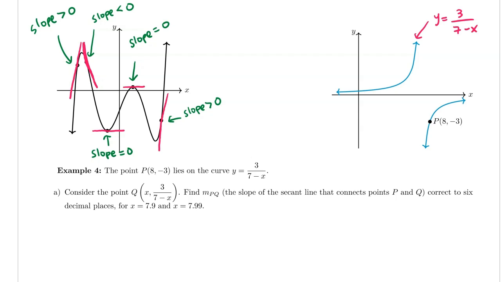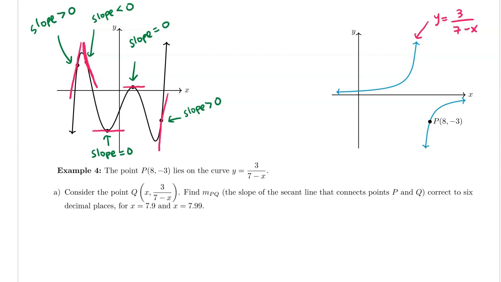And part A says, consider the point Q with the coordinates x, 3 over 7 minus x. Find m sub PQ. M sub PQ is the slope of the secant line that connects the point P and Q. Correct to 6 decimal places for x equals 7.9 and x equals 7.99. So let me illustrate what it is that we're doing here.